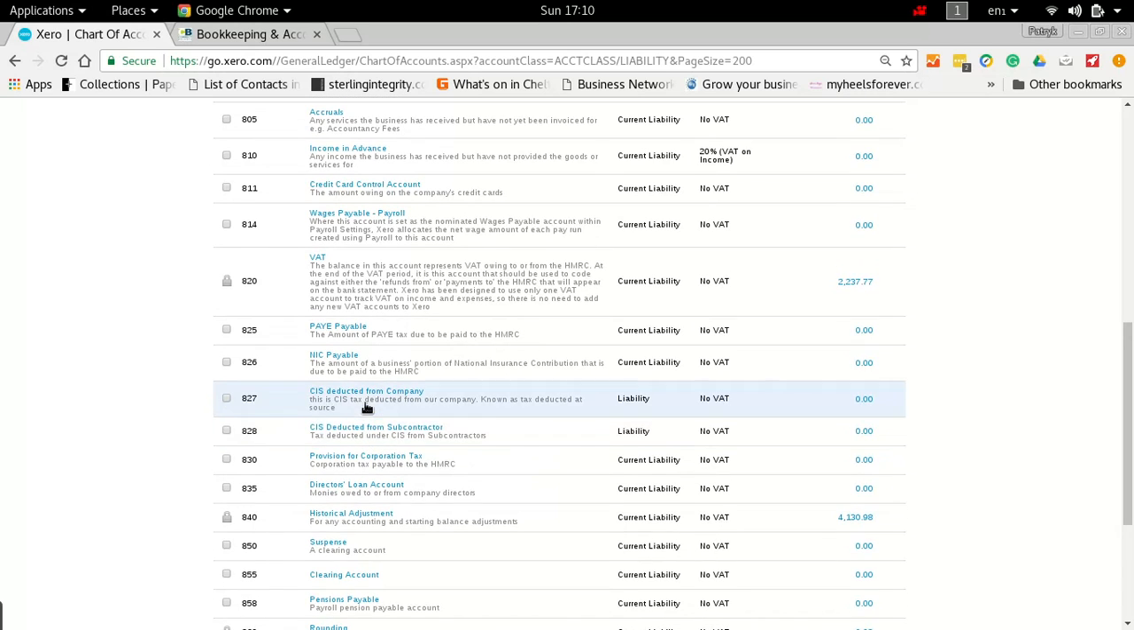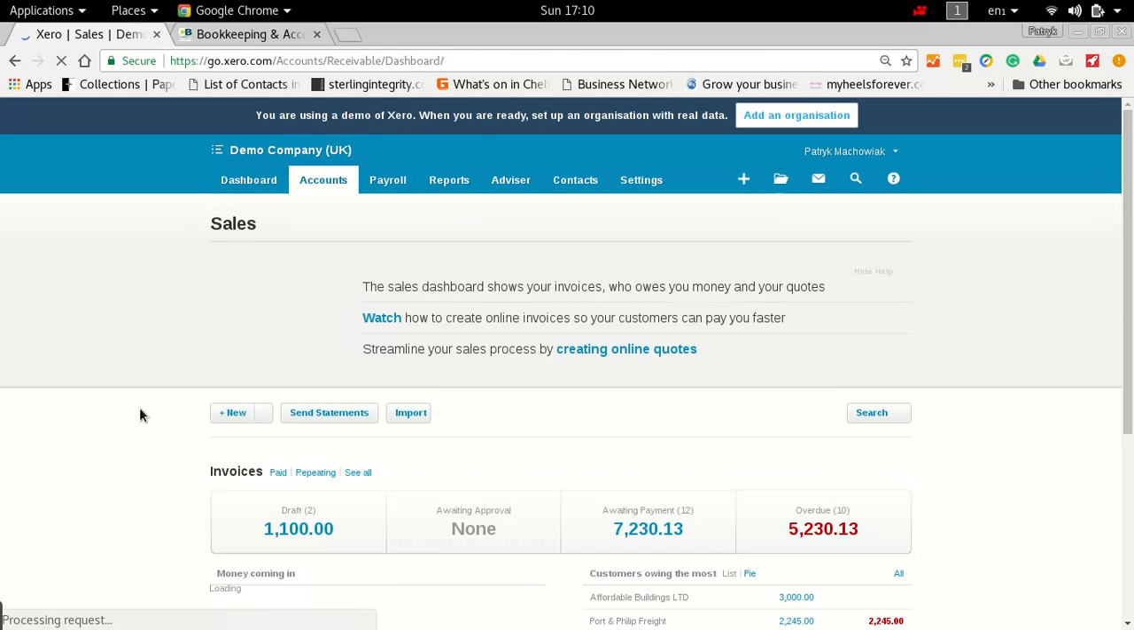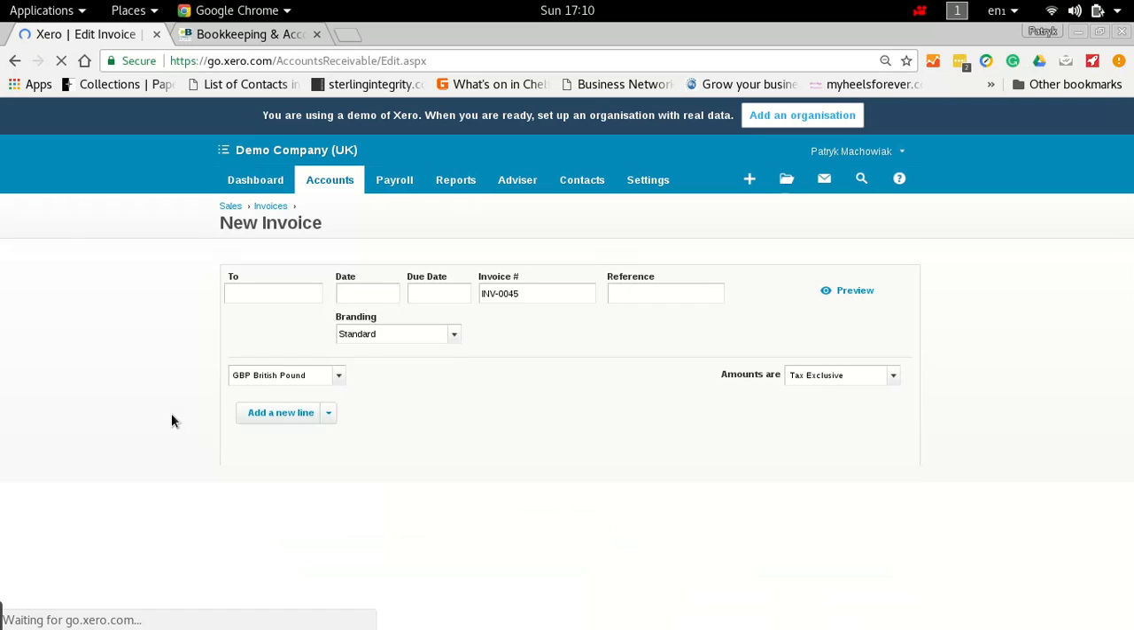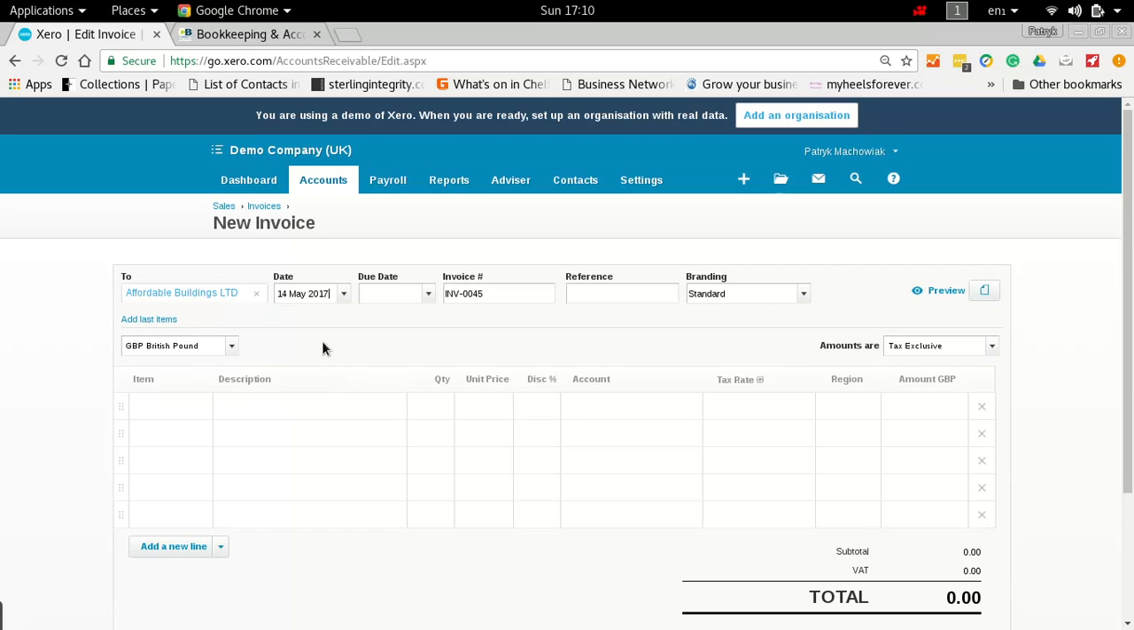Now, if we go to our sales, let's issue the invoice. So we're going to issue a new invoice. By the way, this is similar in all the packages. You probably could do that in most of the packages, although we are going to be posting videos for other accounting packages as well.